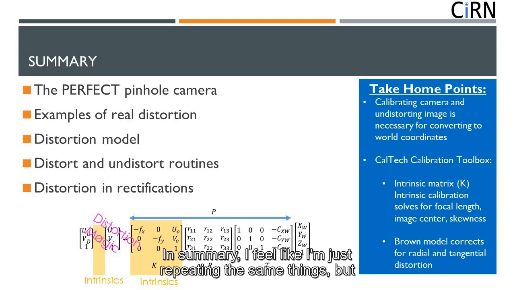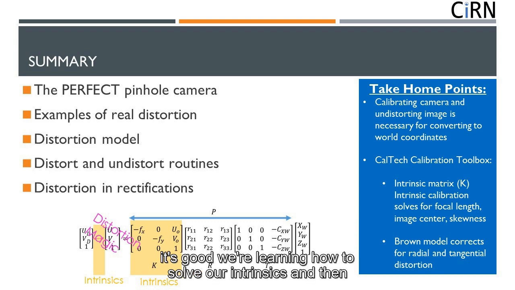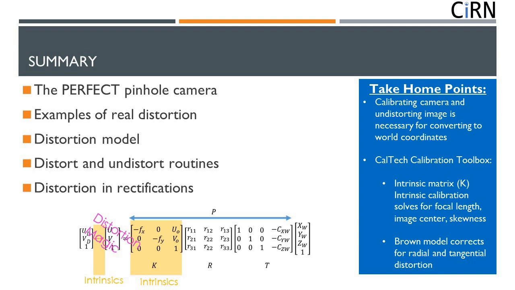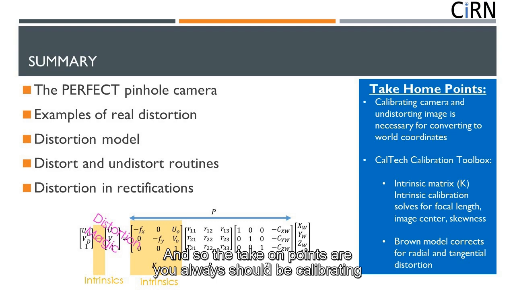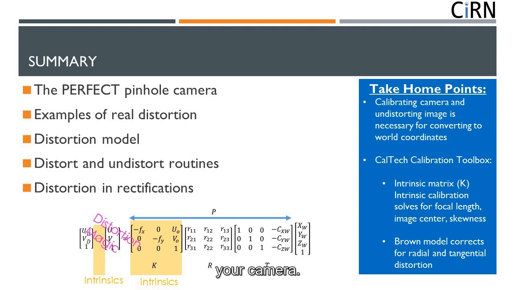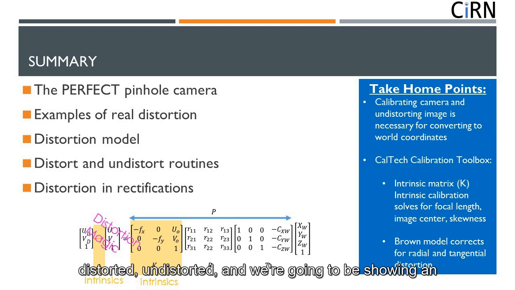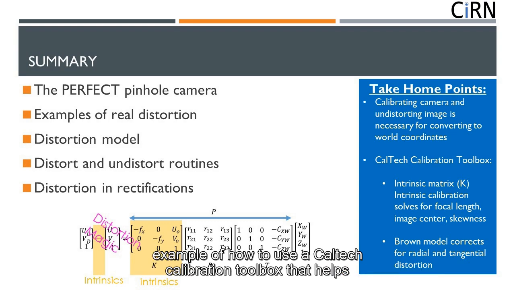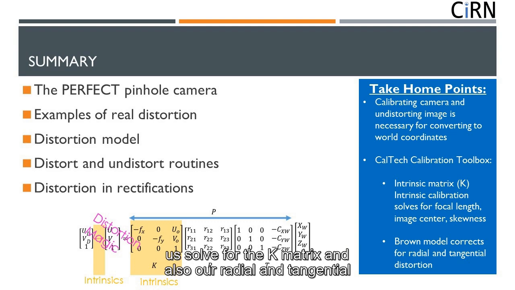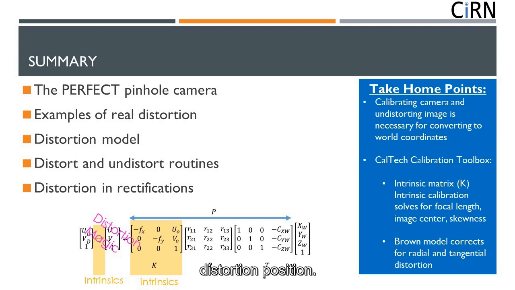All right. So in summary, I feel like I'm just repeating the same things, but it's good. We're learning how to solve our intrinsics and then also doing the distortion magic to go from undistorted to distorted. And so the take home points are you should always be calibrating your camera. That's necessary to go from the world and back and forth between distorted and undistorted. And we're going to be showing an example of how to use a calibration toolbox that helps us solve for the K matrix and also our radial and tangential distortion coefficients.